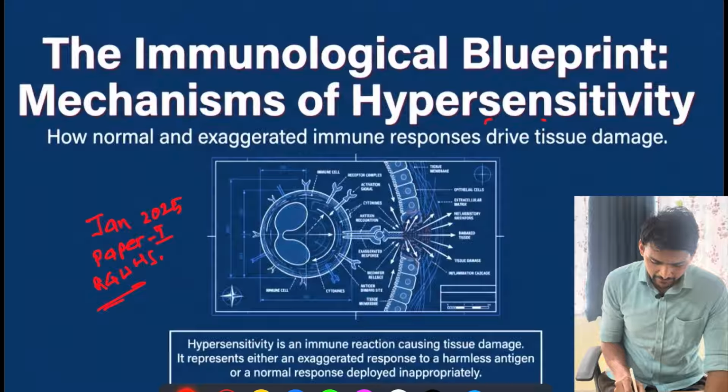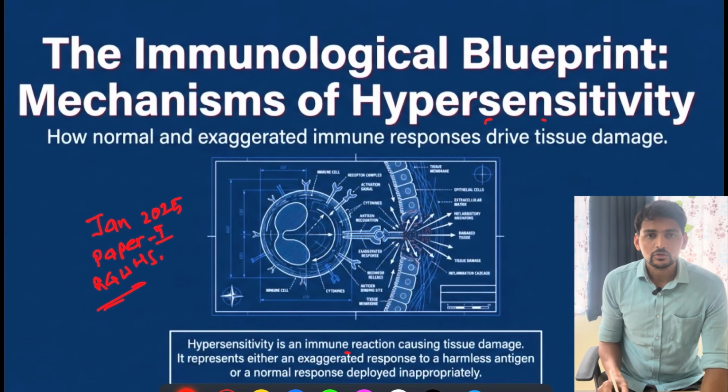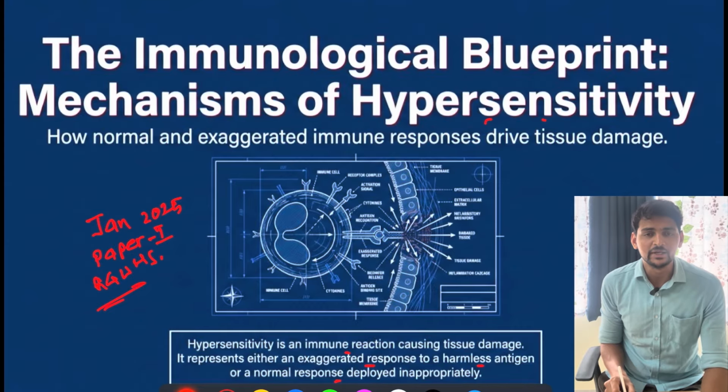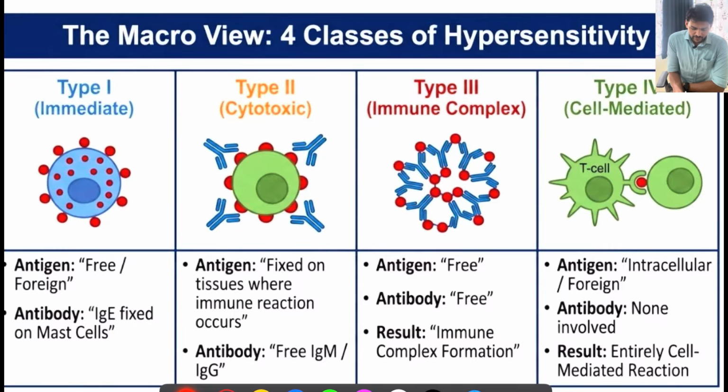First of all, what is hypersensitivity? It is an immune reaction causing tissue damage. There might be either an exaggerated response to a harmless antigen or a normal response which is deployed inappropriately. Mainly there are 4 classes of hypersensitivity reaction: type 1, 2, 3 and 4. Type 1 is usually considered immediate, type 2 is cytotoxic, type 3 is mainly immune complex mediated and type 4 is cell mediated.